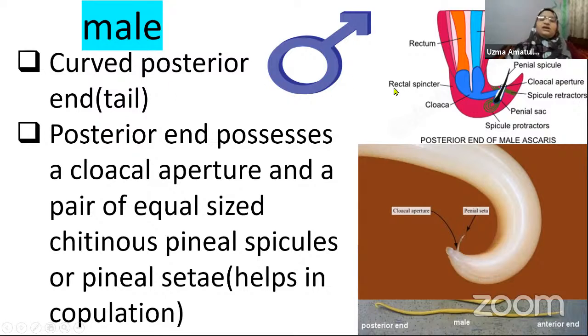Now here, the males have a posterior curved end and with equal size penial spicules. This is the copulatory organ, and a cloaca. Cloaca is the cloacal aperture means opening. Here there is a penial spicule which helps in copulation, which helps in transferring the sperms from the male to the female body.